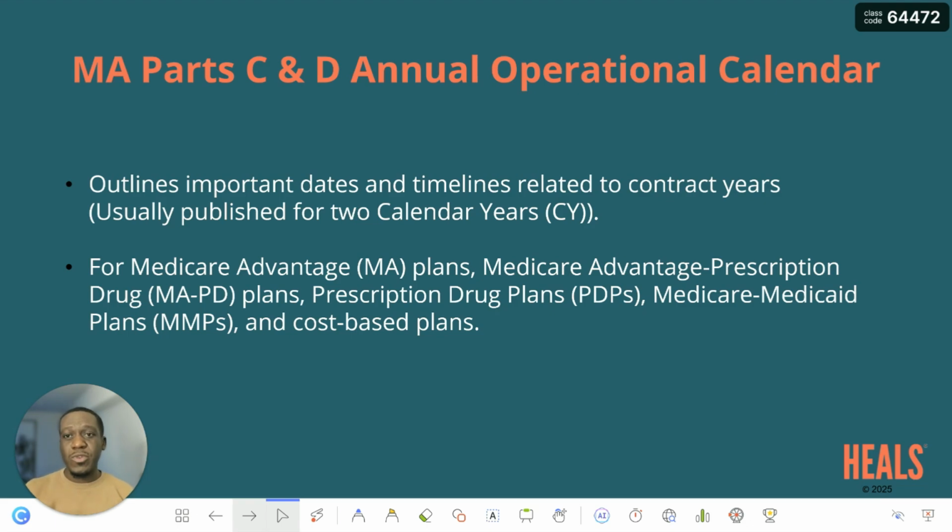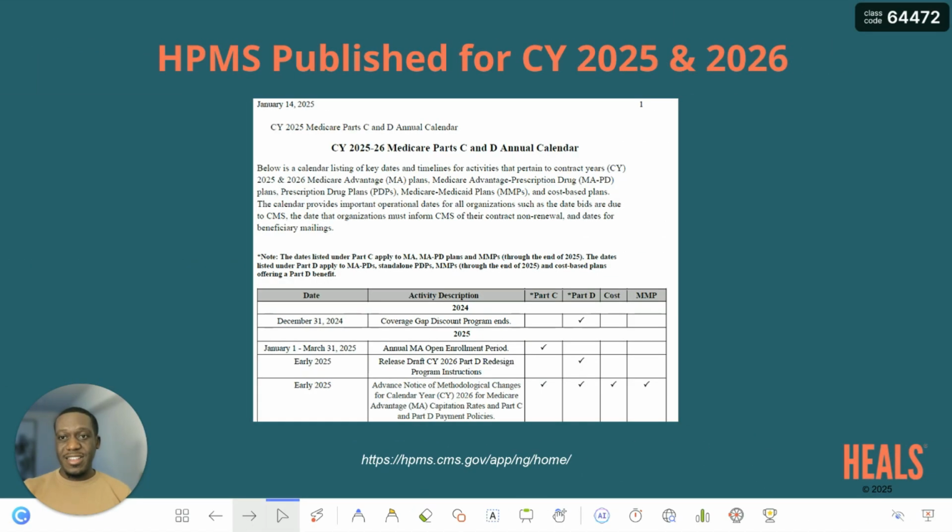And everyone that is working within the C and D space, this calendar is something that you need to keep track of because it gives huge information over time that you can track in terms of the actions and things that are coming up to be successful. This year's calendar was published through HPMS for the calendar year 2025 and 2026. And you can see from here that this calendar was published on January 14, 2025. It is covering 2025 and 2026.